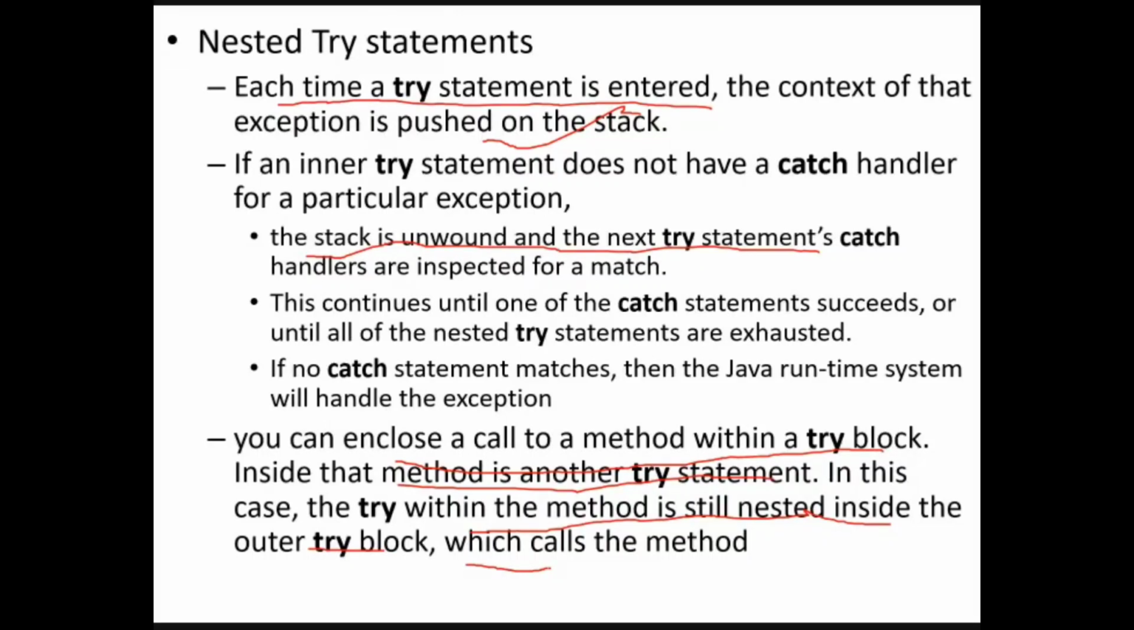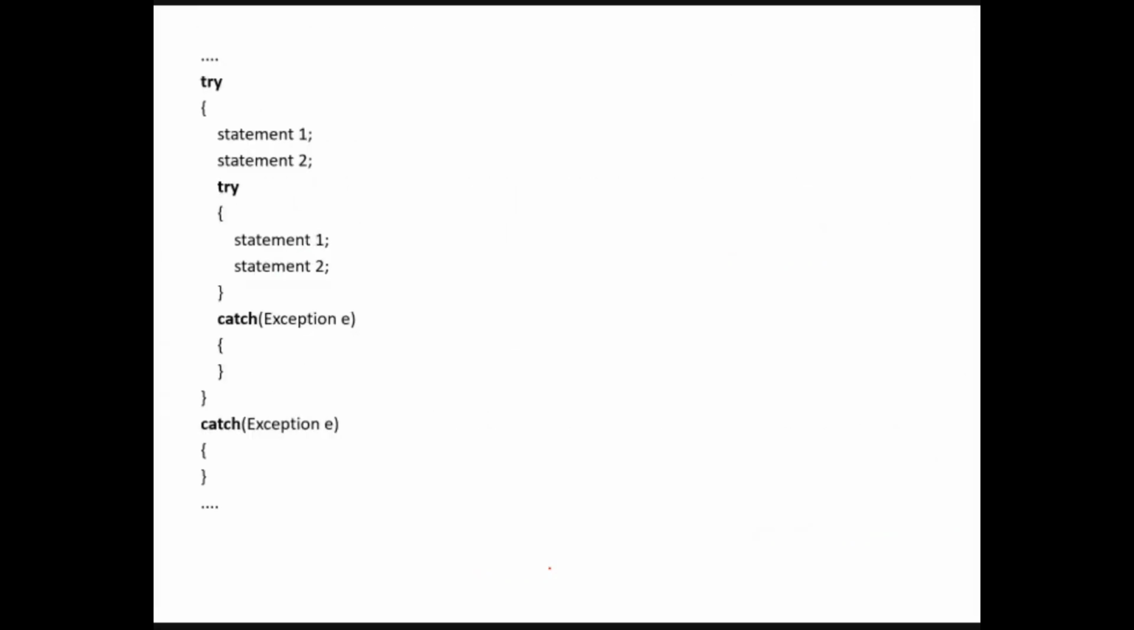So if in the try block there is no corresponding catch block for that exception, it can be caught by the outer catch block. We will see one example. Now this is the nested try block example. Here I have one try block, and within that I have one more try block. So this is a nested try block.